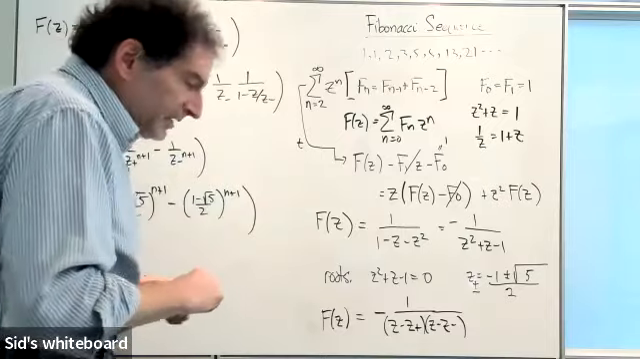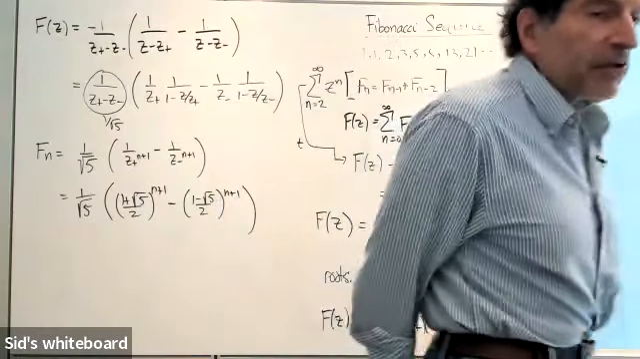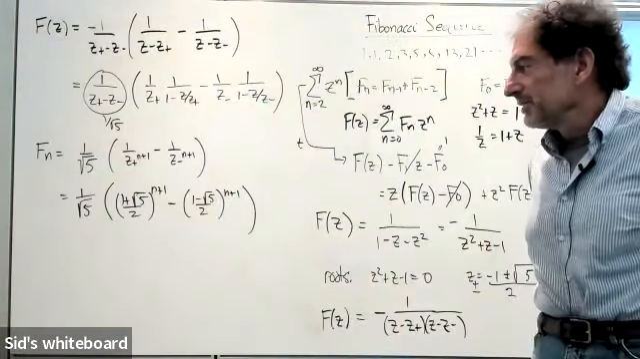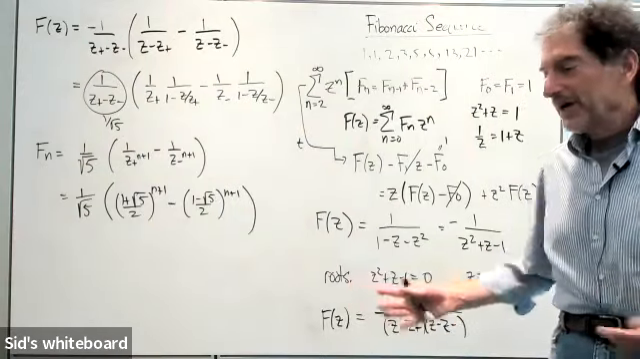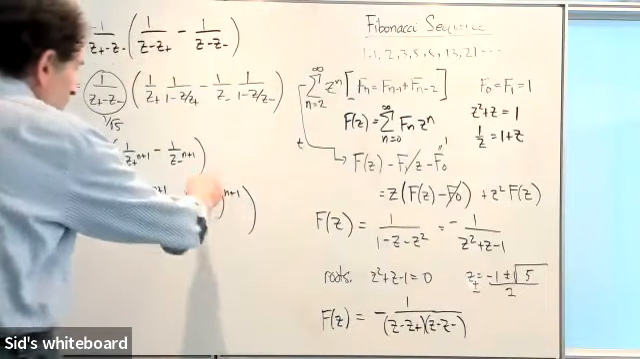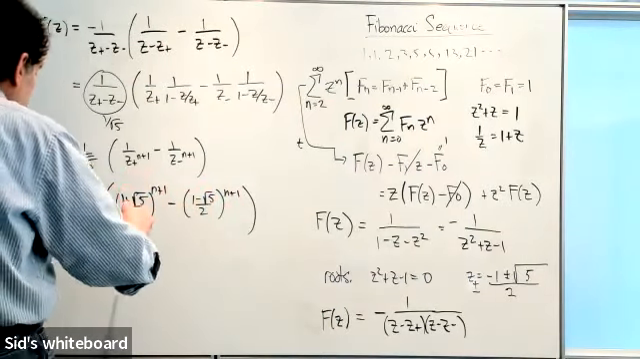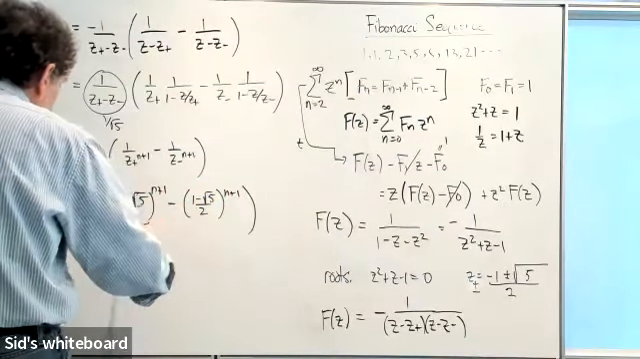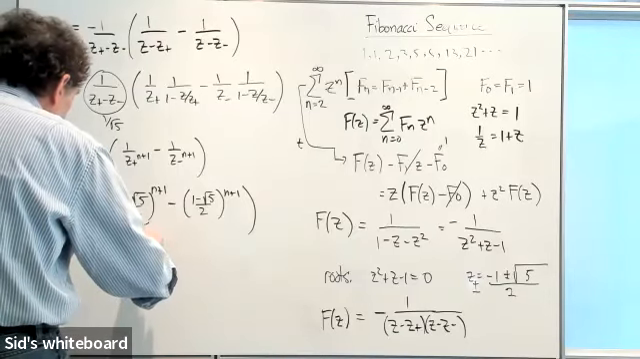And so here's my answer for the value of the nth term in the Fibonacci sequence. Very beautiful, very compact, very simple. And in the limit of large n, this term is negligible compared to this term. And this number inside of the bracket is called the golden ratio.